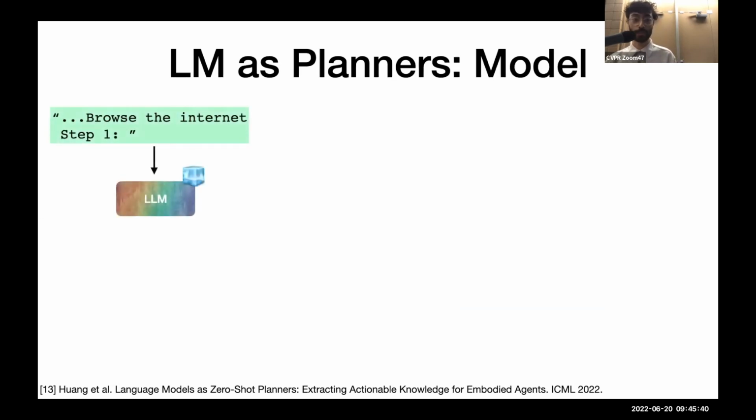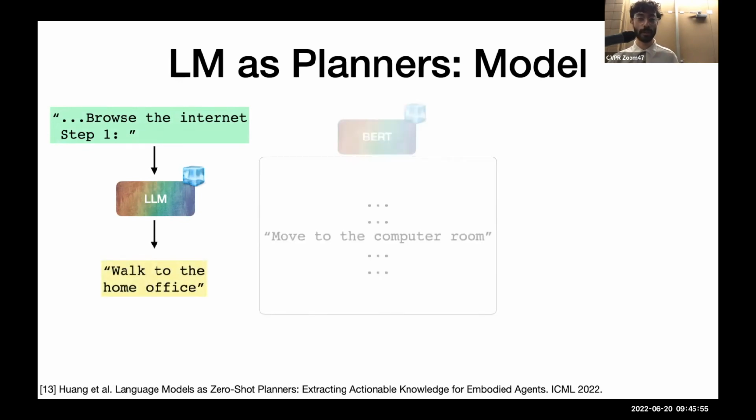Okay, the first thing we're going to do is have a frozen large language model, and we're going to feed it this browse the internet task, and then prompt it with step 1, trying to get it to come up with what the step is. Maybe it'll say something like walk into the home office, but that isn't something our robot necessarily knows how to do. So we have to do a translation step of retrieving, from the actions that we do know how to do, which one is the closest. We're going to do that with another language model called BERT.